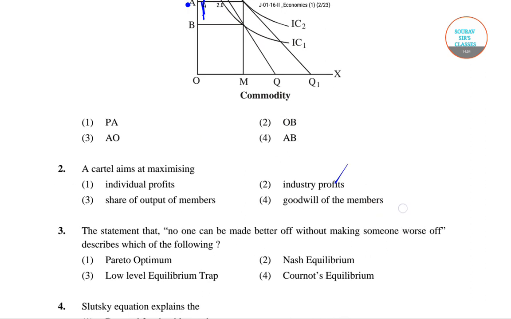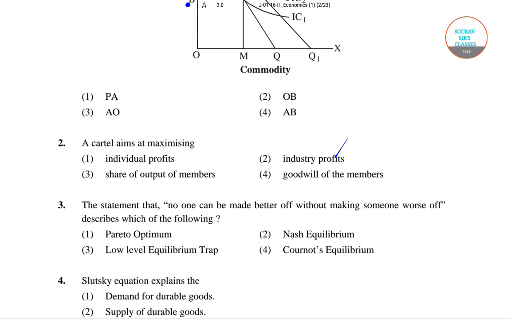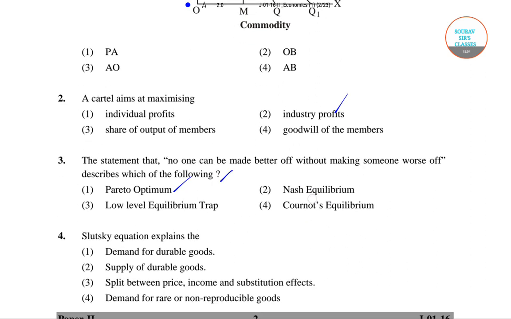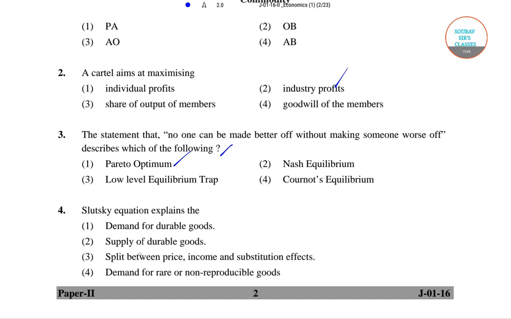Now, no one can be made better off without making someone worse off. Describe which of the following. I already talked about it, so it will be Pareto optimum. And finally, Slutsky equation. Explain what are the things. Slutsky equation basically splits the price effect between income and substitution effects.